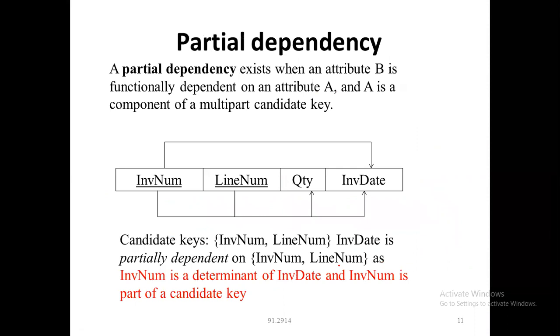Then, coming after transitive dependency, the next topic is partial dependency. That means a few of the columns will be dependent, not the entire thing, only a few. Partial dependency exists when an attribute B is functionally dependent on, say, A, and A is a component of a multi-part candidate key.